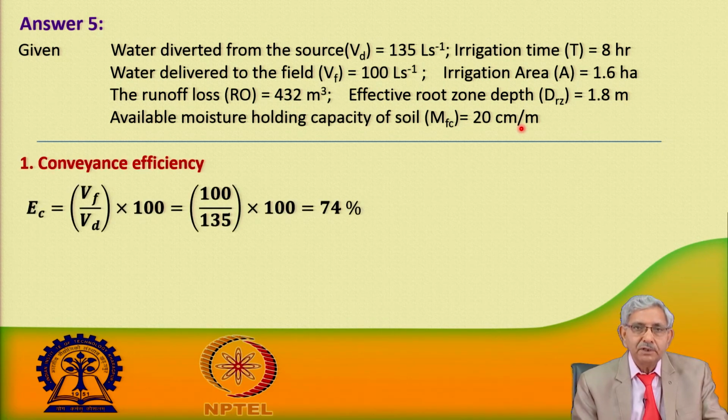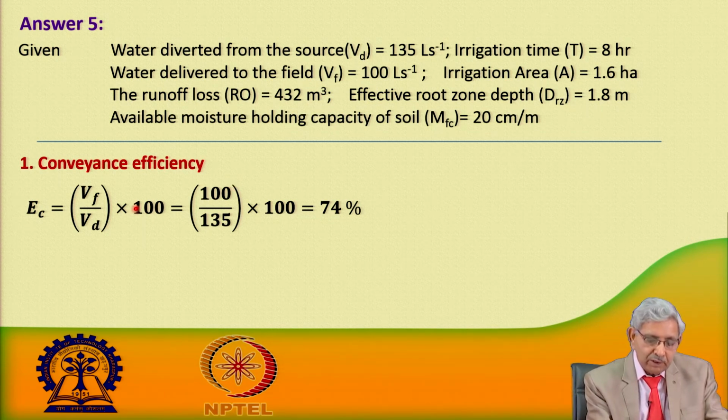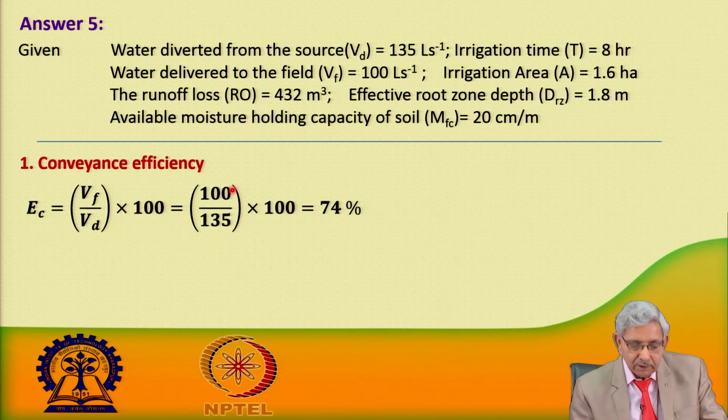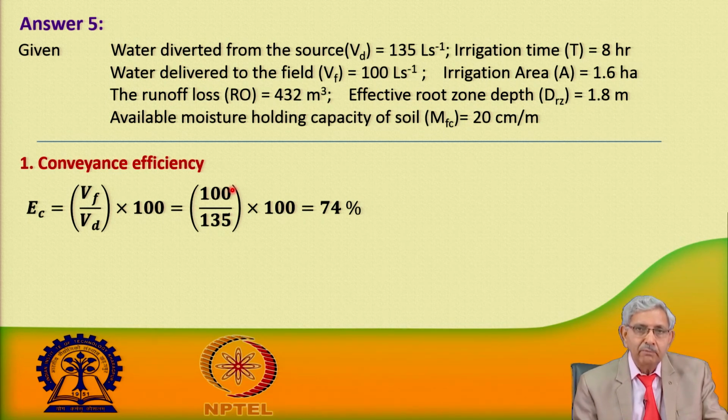So, conveyance efficiency is computed by the volume of water delivered to the field to the water diverted from the source, as a ratio. So, water delivered to the field into 100. Water delivered to the field is 100 divided by 135 into 100, which gives 74% as the conveyance efficiency.